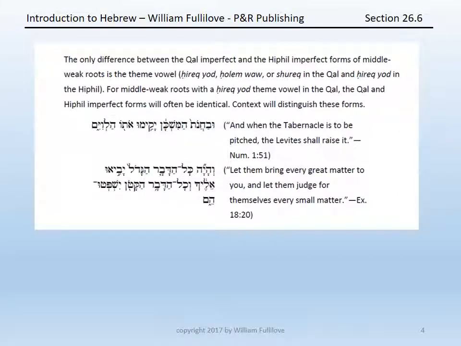You will recall that in the Cal imperfect, you could distinguish the different vowel classes of middle weak verbs. We had yakum for a U class, but we had yasim for the I class vowel, and then we had yavo for the O class vowel. In the hiphil, on the other hand, all three forms are made with the hirek yod.